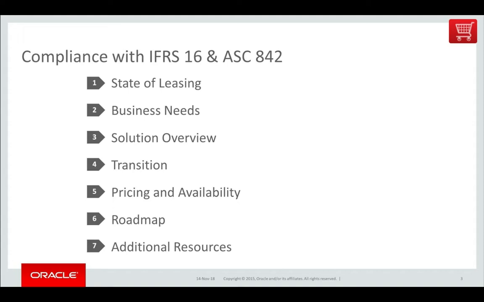Now, that being said, a lot of the requirements and the business needs are pretty standard between property and equipment. It's as we get into the solution overview where you'll see some major differences between property and equipment. So I'll start off with talking about the overall state of leasing, what's going on, the business needs around IFRS 16 and ASC 842. I'll talk about how Oracle has solutioned this with the equipment portion.